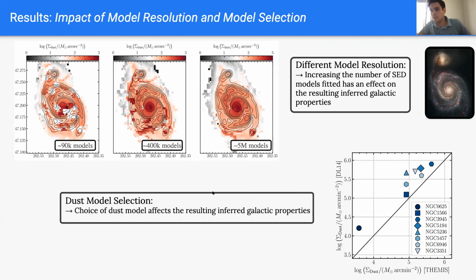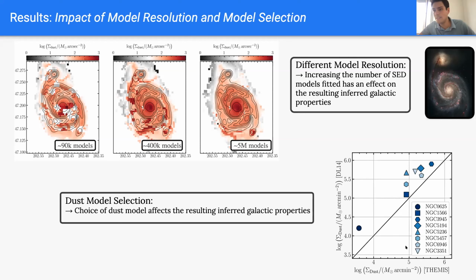And another aspect we looked at were different dust models. So here on the right panel, what you see is a set of global SEDs for a sample of galaxies. And on the x-axis, you see the inferred dust surface mass density using the THEMIS dust model, and the y-axis using an updated Draine and Li model. And here we see that systematically we seem to infer higher dust masses using this model over the THEMIS model.